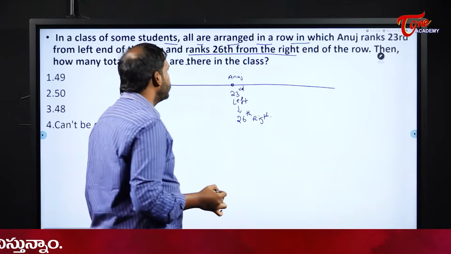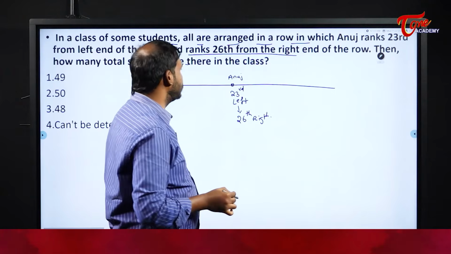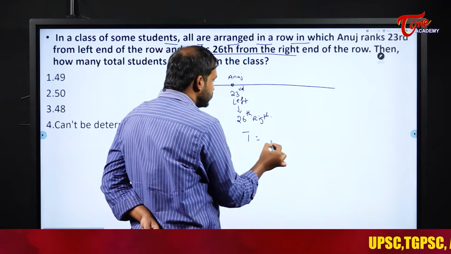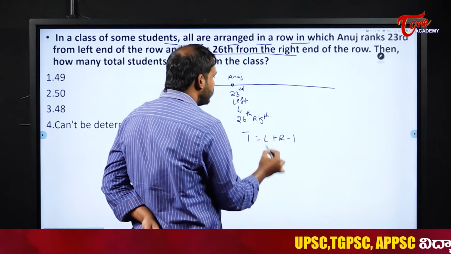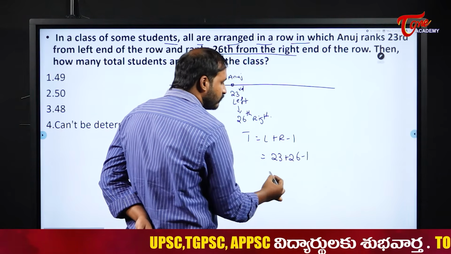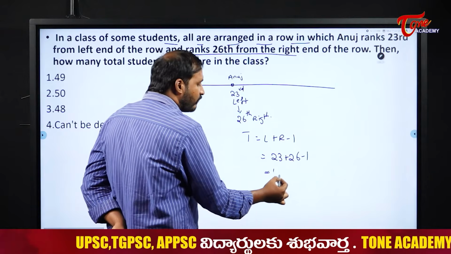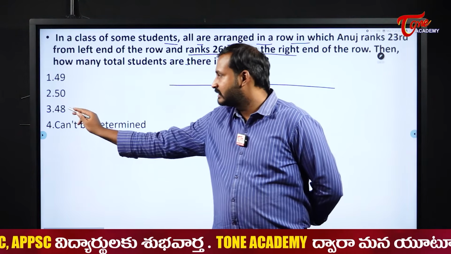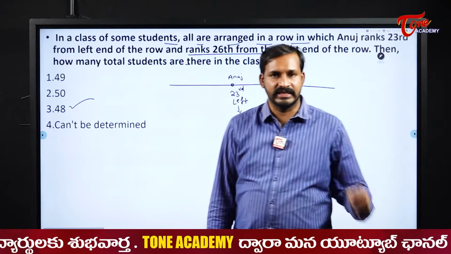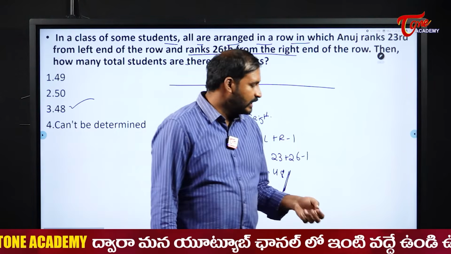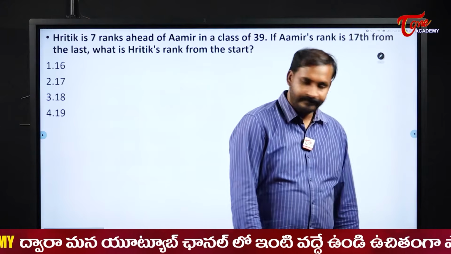Then how many total students are there in the class? So what can you write? Left plus right minus 1. So left rank is 23, right rank is 26, minus 1. So what does it become? 49 minus 1, 48. That means there are total 48 students in that class. When the same person's ranks are given, we will easily get the answer. Left plus right minus 1.